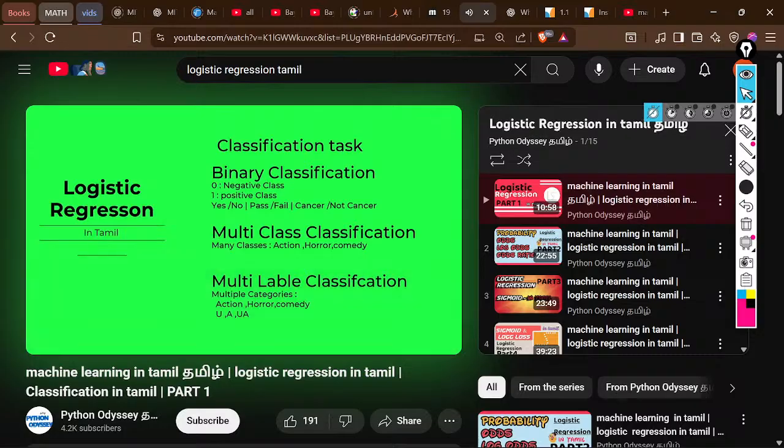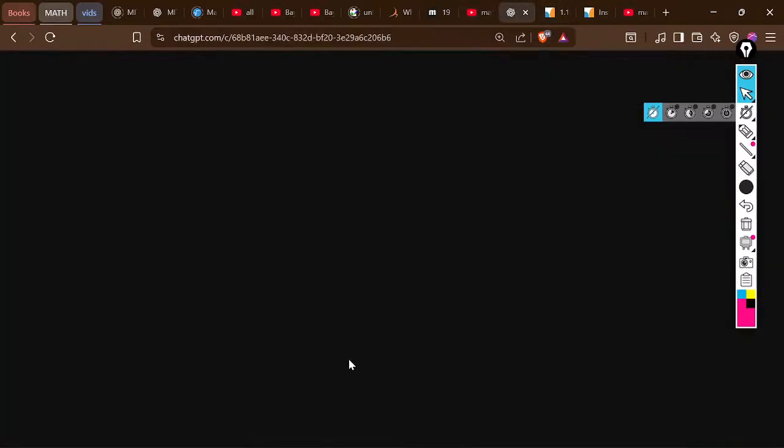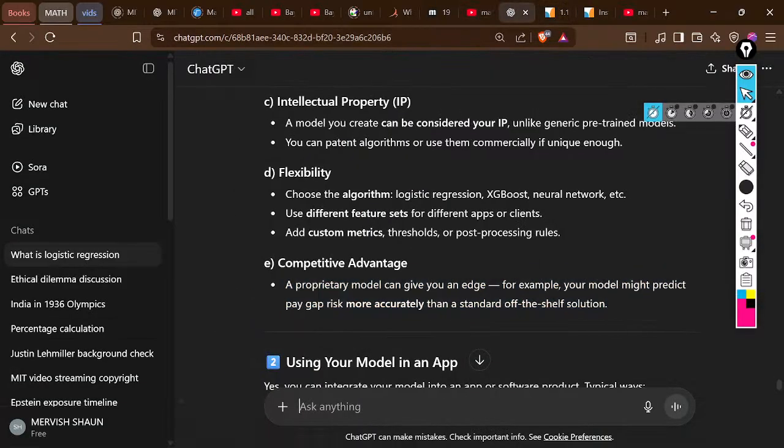Again, classification. What's the difference between classification and regression? Categories and classification. Oh, I think it's the same thing.